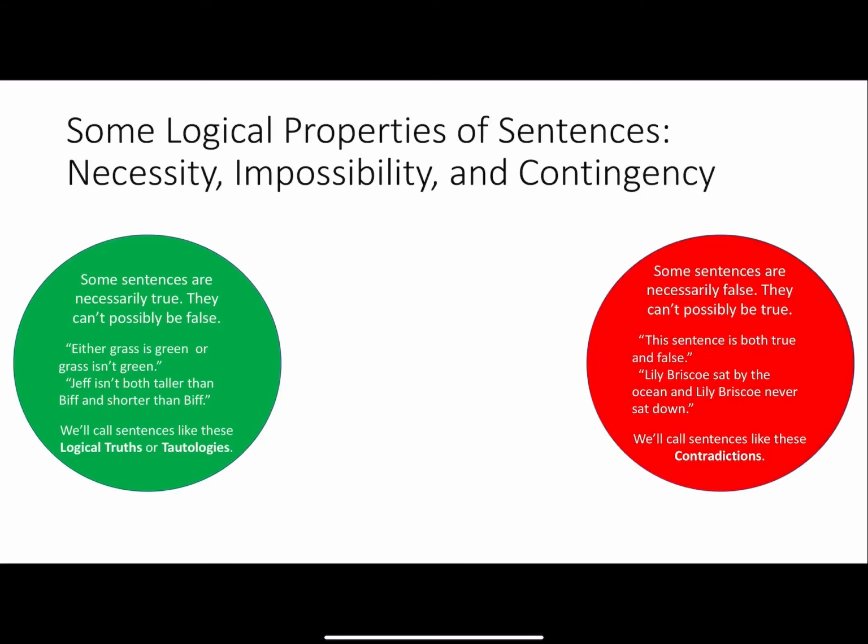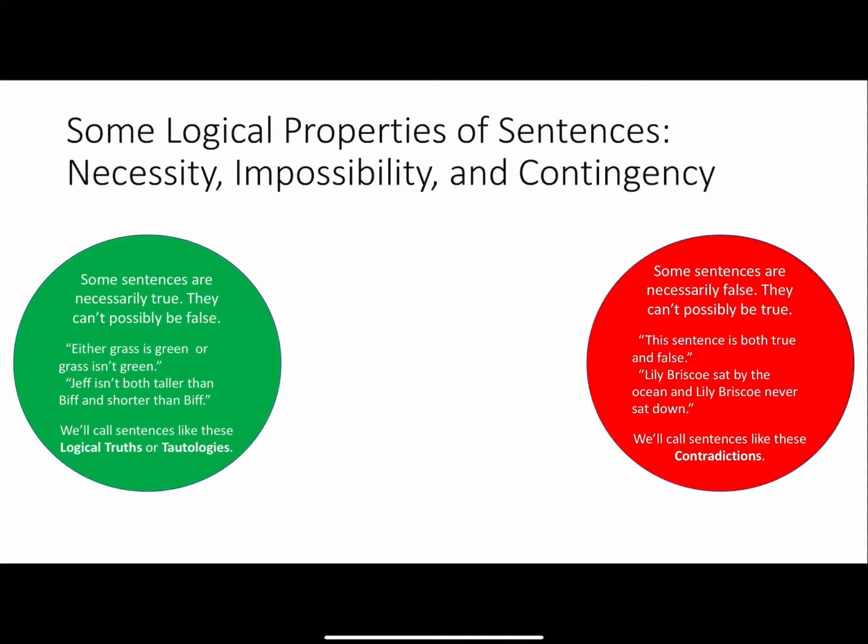Another class of sentences are what we might call necessarily false. They can't possibly be true. They are impossibilities. For example, this sentence is both true and false. It is not possible for a sentence to be both true and false. It's either one or the other. So this sentence is necessarily false.